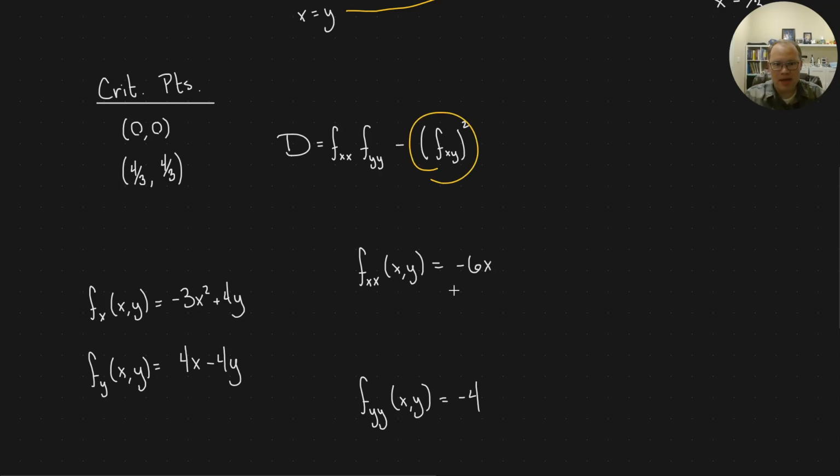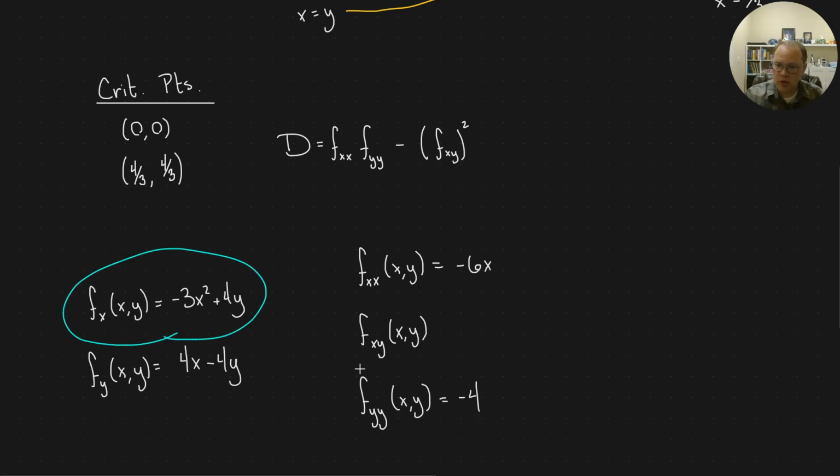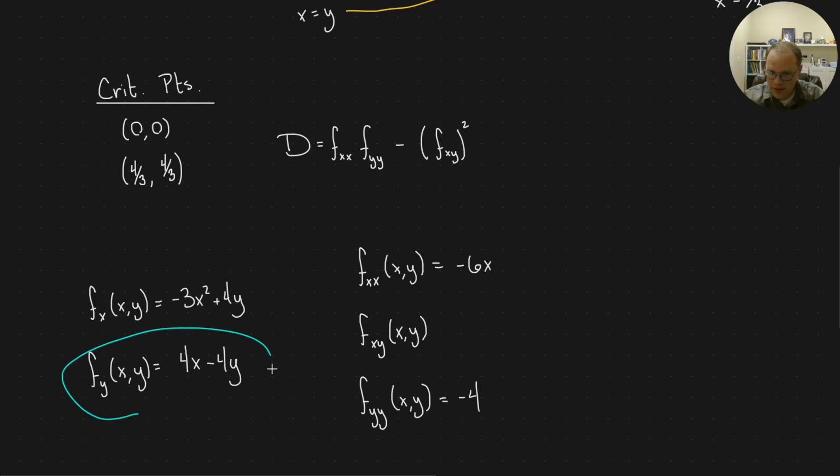And then I also need my mixed partials. So fxy. Now, we know that this is the same as fyx, right? We know that with mixed order partials, the order doesn't matter. So that means I could either take the derivative of this function with respect to y or this function with respect to x. Doesn't matter. Sometimes one will seem to be a little easier than the other one. In this case, they're about the same. I'll take the derivative of this function with respect to x, and I just get positive 4. Okay?